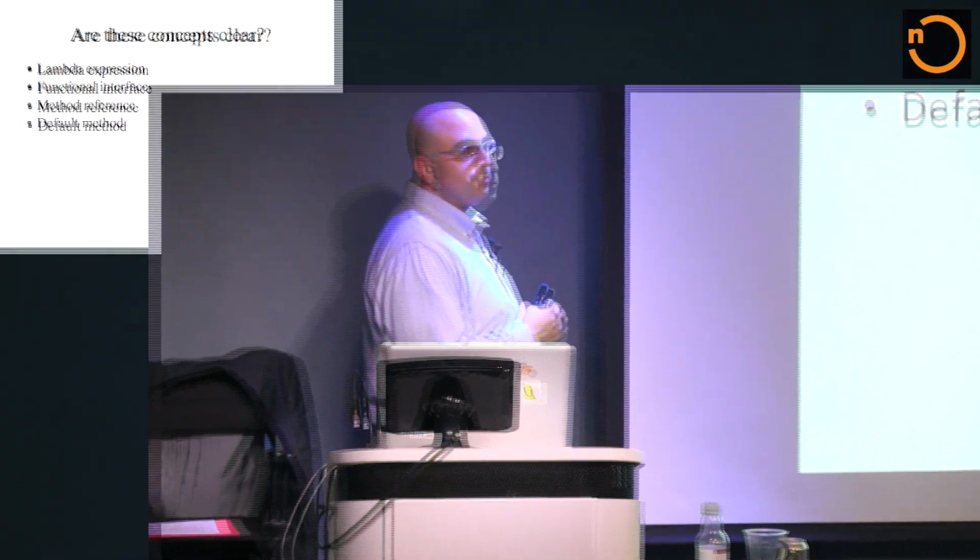Oh, so question, are all these concepts clear? So lambda expression, functional interface, method references, default method. That's the story of the mechanics of how to do lambdas with Java 8. So if you're already an expert with lambdas from other languages, hopefully this has shown you how Java 8 does it. And if you're new to it, hopefully you've learned enough of the syntax now that you can happily go and try this out at home or at work tomorrow.